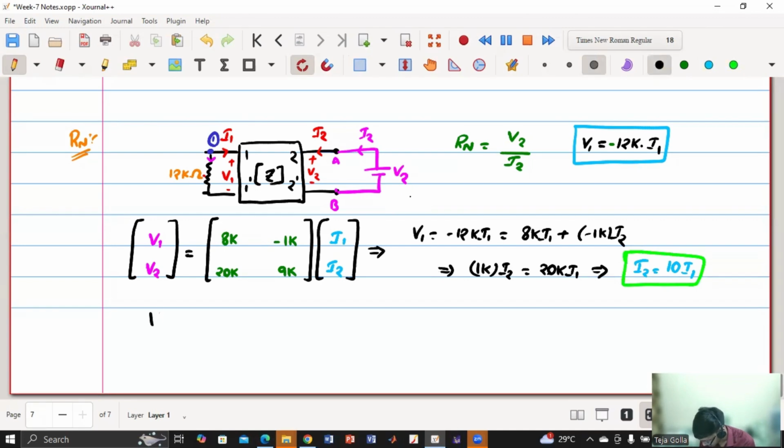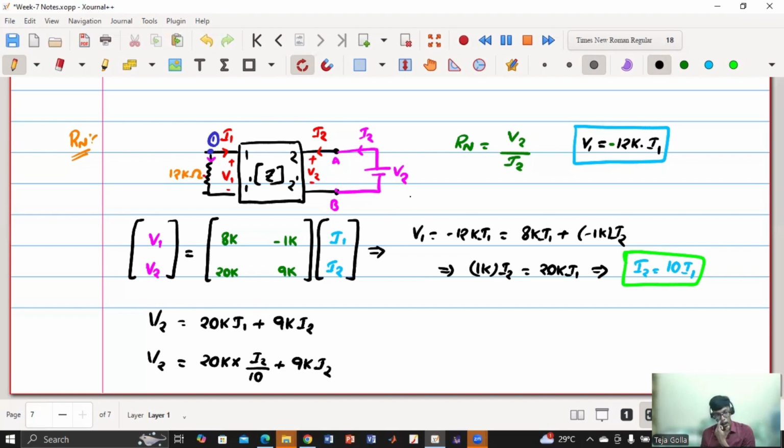Now if we use the other equation, I'll get V2 equals 20K I1 plus 9K into I2. So V2 equals 20K into I1. I1 should be replaced in terms of I2 because I need V2 by I2, right? So 20K into I1 is what? I2 by 10 plus 9K into I2, right? True?